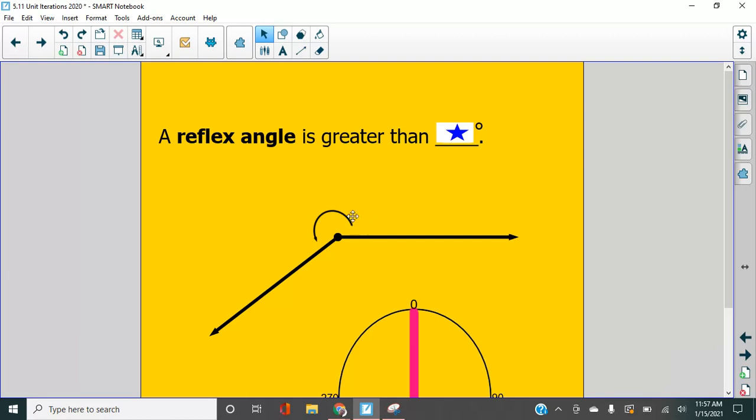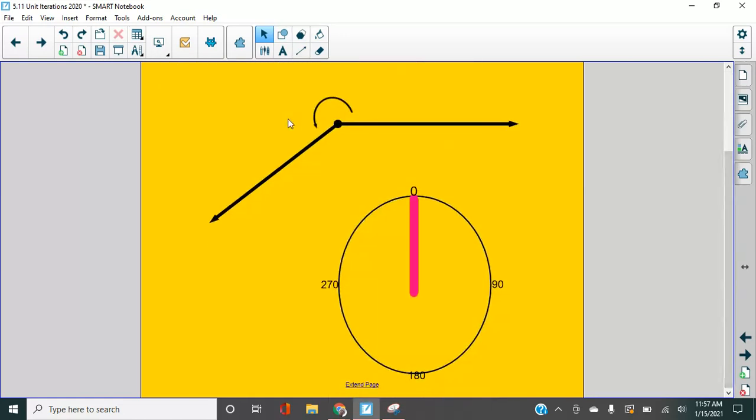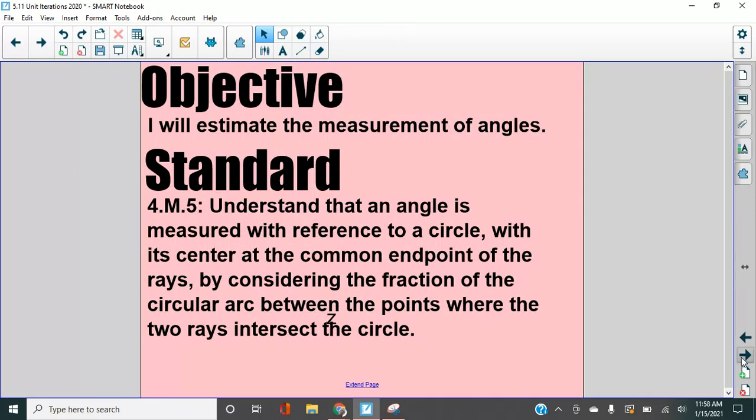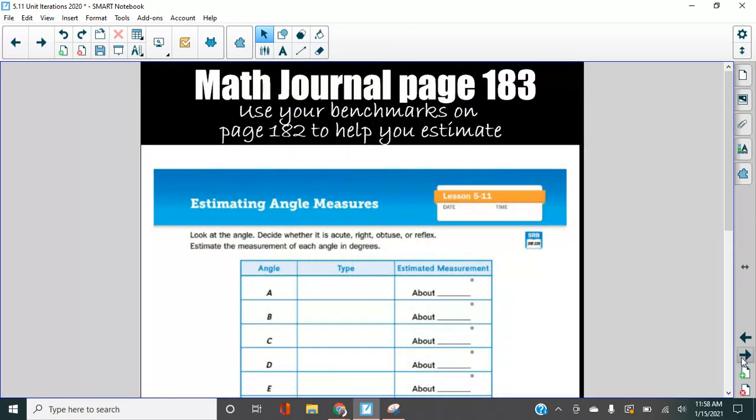A reflex angle, see how it's more than 180? This turn goes farther around. So this turn, let's see, can we bring that down here? Nope. Okay, but that turn goes more than 180. So it kind of goes to about there. I'm going to guess that that's around 200 degrees. You'll know that it's a reflex angle if the arrow goes farther around than just a straight line or a straight angle. Okay, so this is our goal today, to estimate the measurement of these angles.